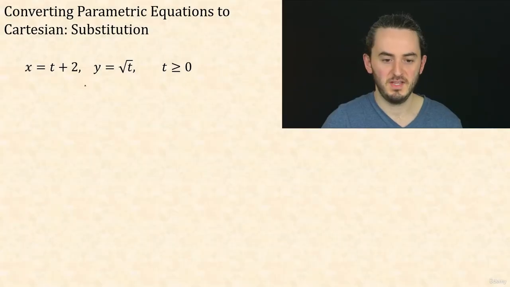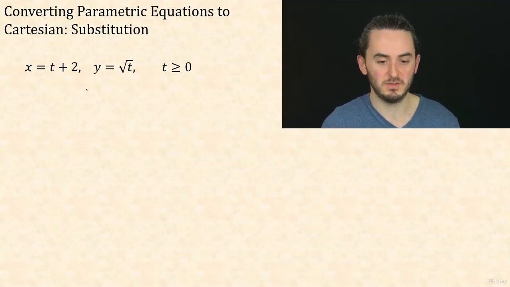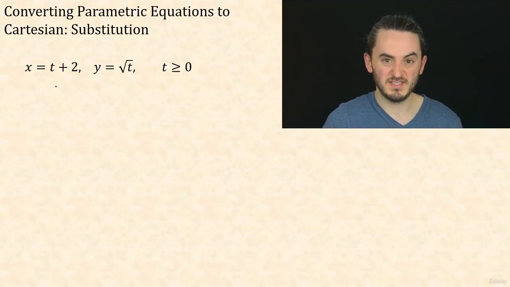All right, so here's the first parametric equation that we saw in the previous video. How can we convert this to Cartesian? Cartesian meaning just x's and y's and no t in sight. Well, I'm going to show you the substitution method, and it's basically as simple as this.